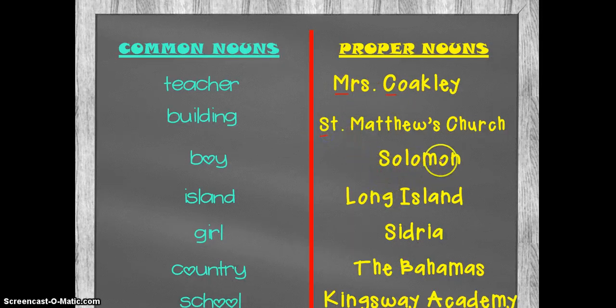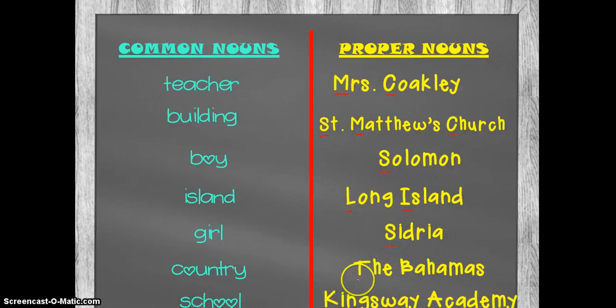Now, if we look at Solomon, Solomon is just one word, one proper noun. So we have the capital S. But St. Matthew's Church, that's three words. So each word in that proper noun, because there are three of them, should have a capital letter, just like Miss Coakley, Long Island. Not just the L is capitalized, but the I also.